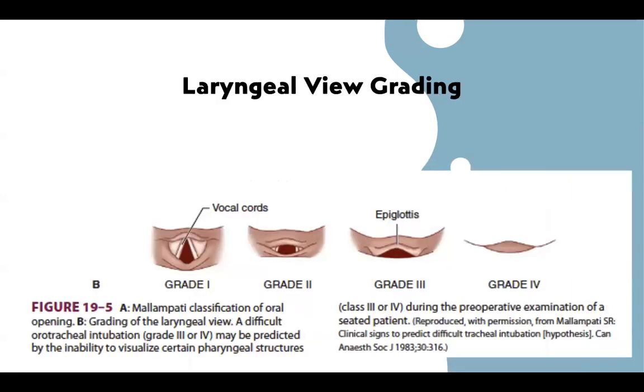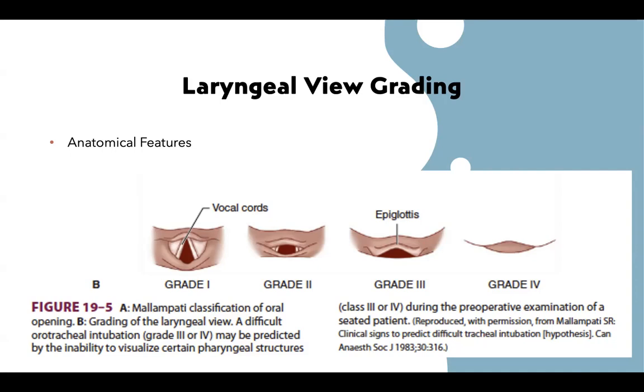In another classification, laryngeal view grading, the most important anatomical features are the glottis and epiglottis. We talked about the epiglottis, which is one of the laryngeal cartilages. The glottis is the narrowest part of the larynx that opens into the airway, and it's laterally surrounded by the vocal cords, as shown here.